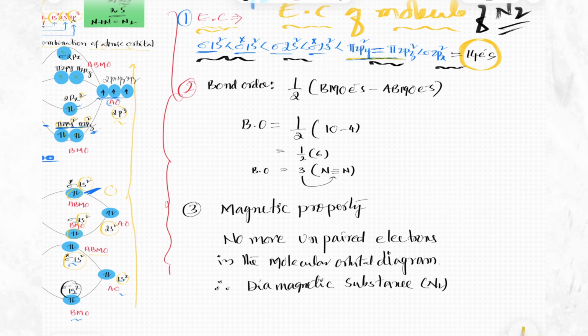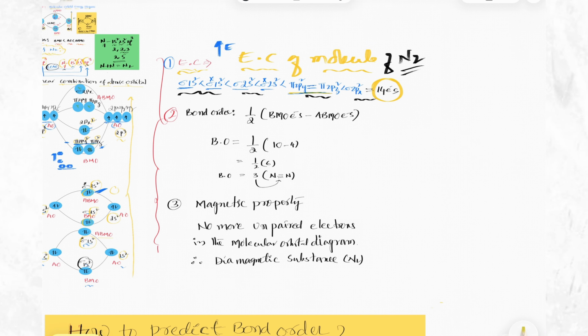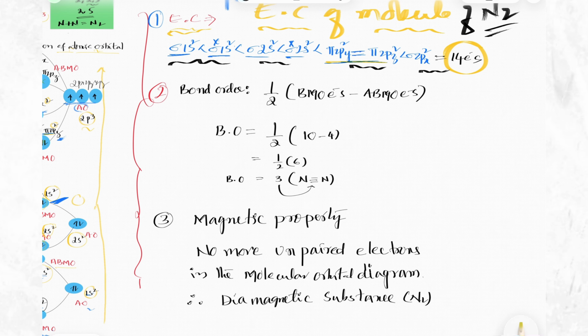Now what is the remaining importance in this? Okay, we found the electronic configuration. Then what? Bond order. Very important, this is our concept actually. We can find the bond order of diatomic molecules using this. Clear? What is the bond order formula? Half into bonding molecular orbital electrons minus anti-bonding molecular orbital electrons.